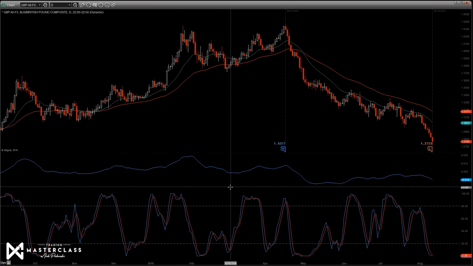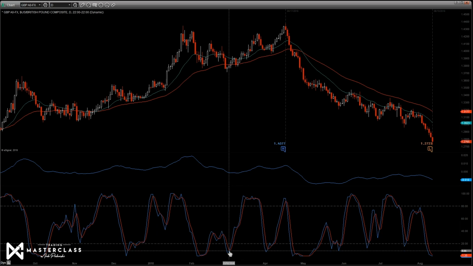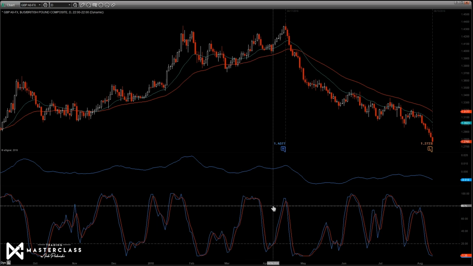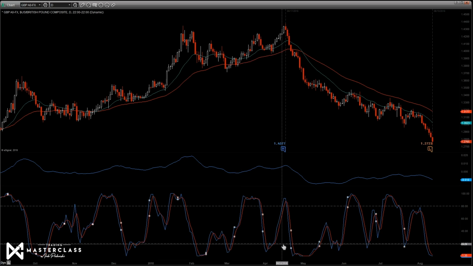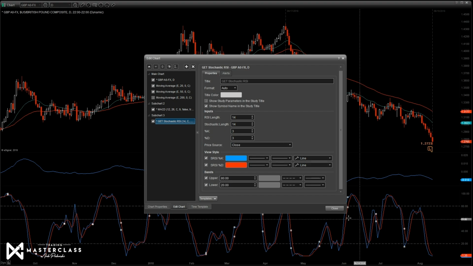RSI stands for Relative Strength Index, okay? It tells you that the market is overbought or oversold. So I have it set here for the 80 and 20 levels, okay? This is something you can again customize. But I have the upper band as 80 and the lower band as 20. Everything else, this is how it's set up. RSI's length is 14, okay?